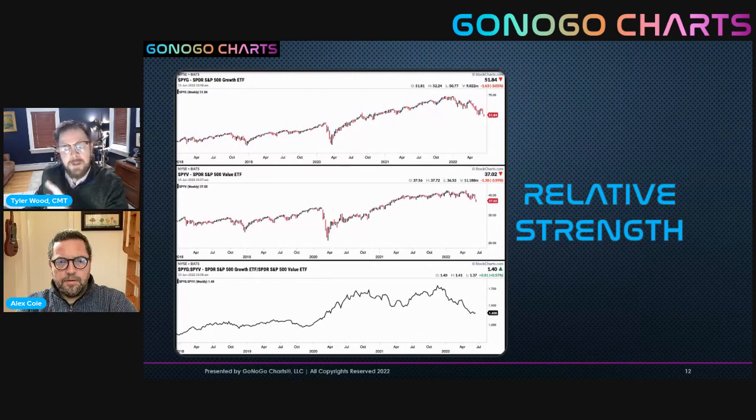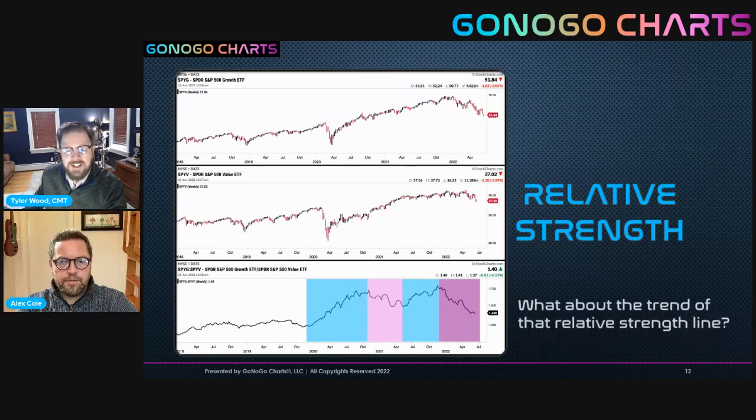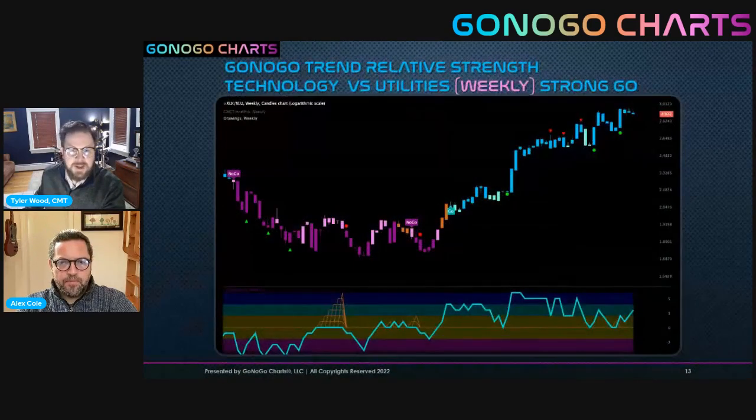But now what if we applied the GoNoGo trend concepts to that relative strength line? What if we were looking at the trend of relative performance to give us an edge in looking for trade ideas within those sectors of the market that are outperforming? So Alex, let's do a couple of examples together, just using some GoNoGo charts on the ratio charts. And remember, in TrendSpider, it's just an equal sign, one security ticker divided by the other.